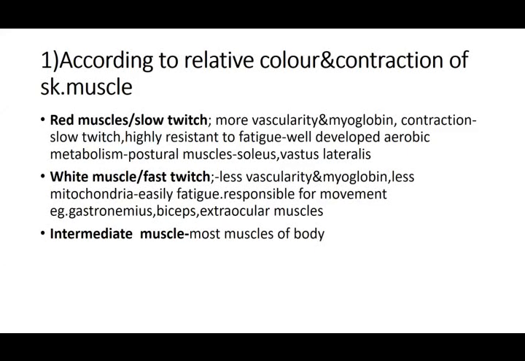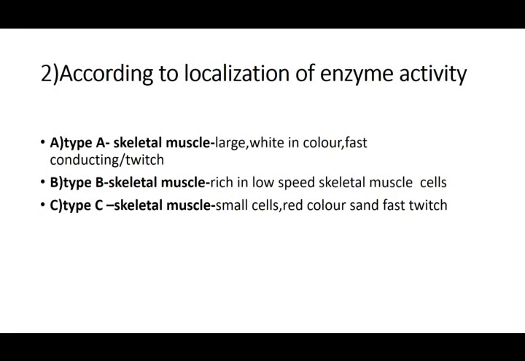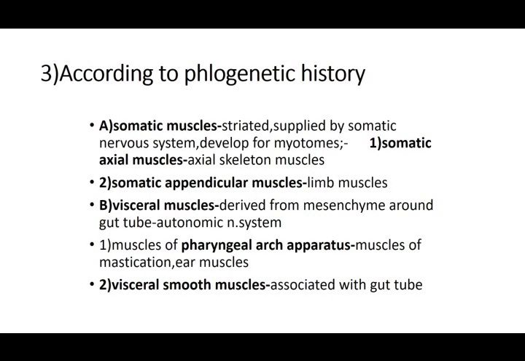Then according to the colors and the contraction, as we have already talked about, that is red muscles, white muscles, and the intermediate muscles. Then according to the enzymatic activity, there are certain muscles, type A, type B, type C, which is depending on the enzymes which make it fast twitch or slow twitch. According to the history, whether these were somatic arising from the organs, whether they were from peripheral portion, how they went on into development and what changes occurred, where these muscles start to develop and where gradually they were changed. So that is all historical modifications of the origin of the muscles.